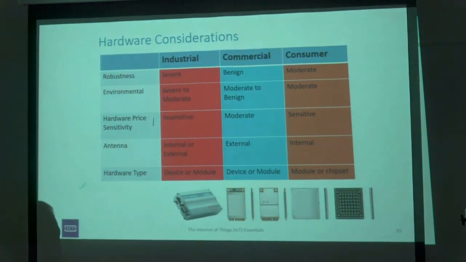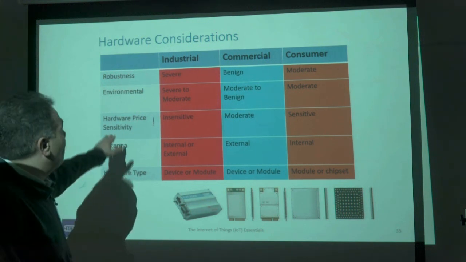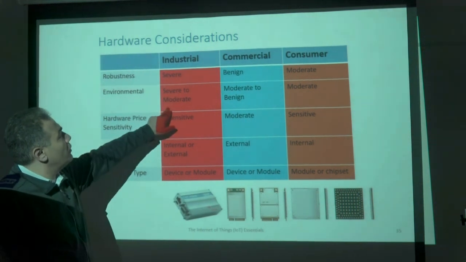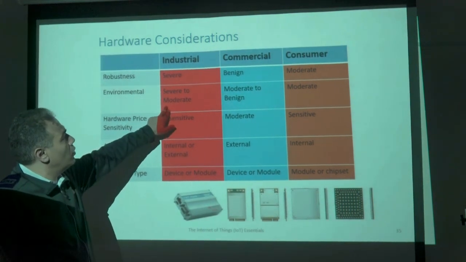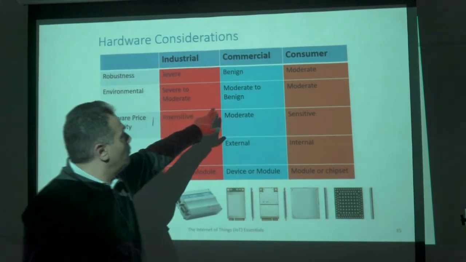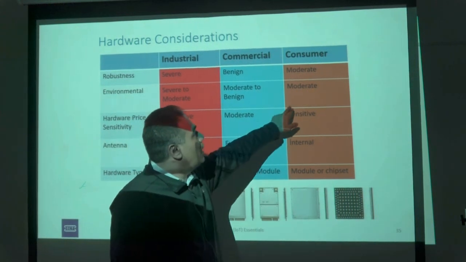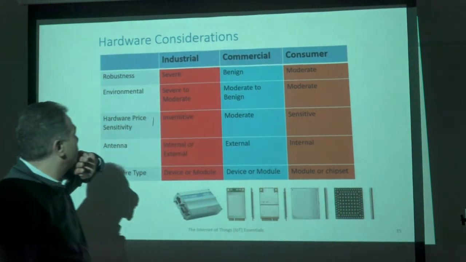I mean, your product, is it for industry, or is it commercial, or for a consumer at home? It will make a big difference in the parts you're going to buy. When you talk about the environmental, in industry, it's severe to moderate. In commercial, moderate to benign. And in consumer, it's moderate.